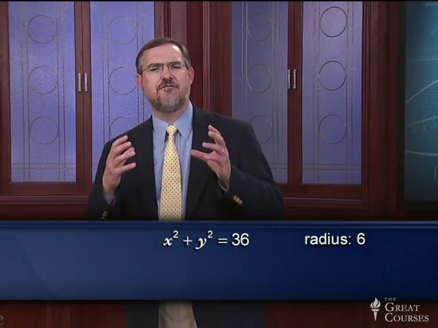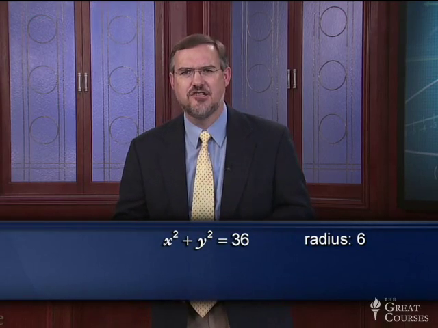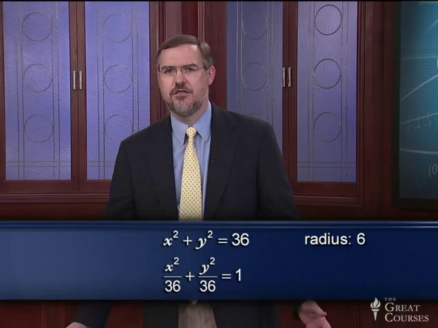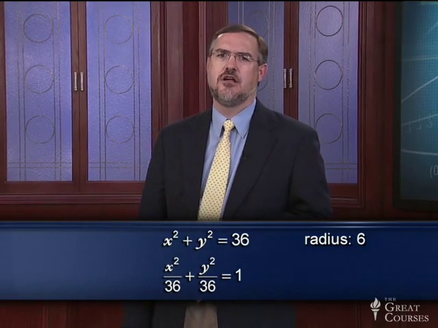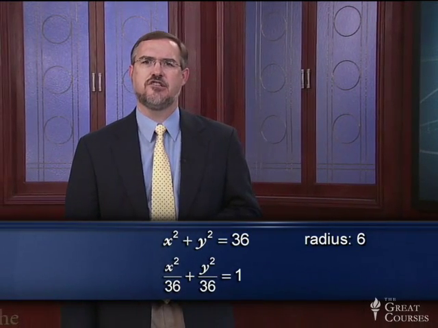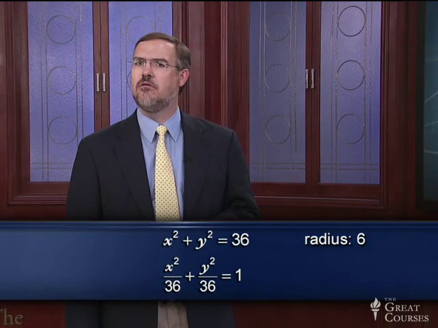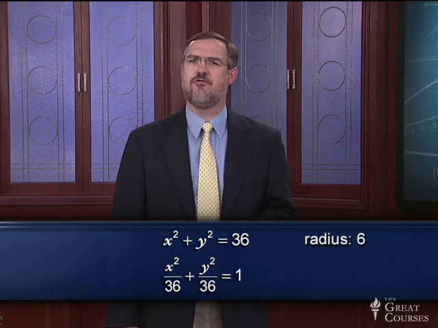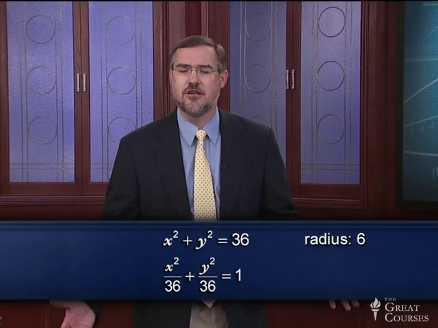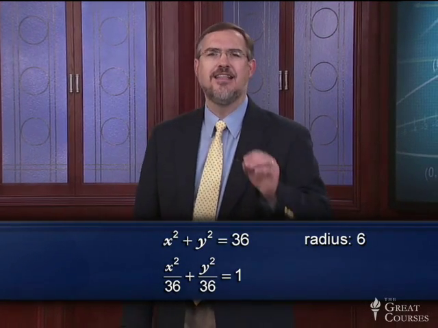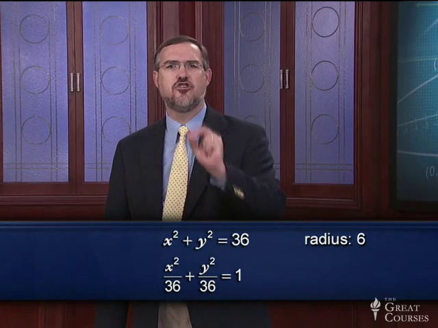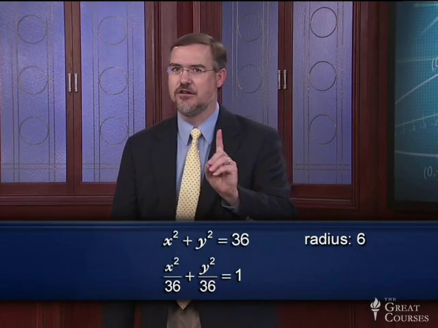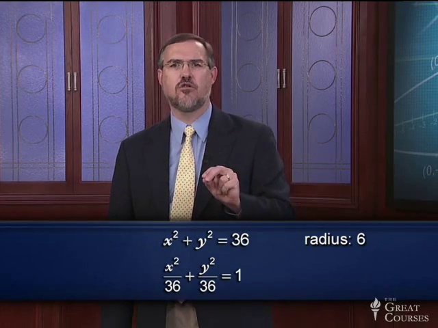What if I were to divide both sides of that equation by 36? Then I would end up with x squared over 36 plus y squared over 36 equals 1. Now, if you look at that the right way, it looks a lot like the standard form of the equation of an ellipse. But what's the difference? Well, the difference is that the two denominators of this equation are the same. They're not different. And that's what sets the circles apart.